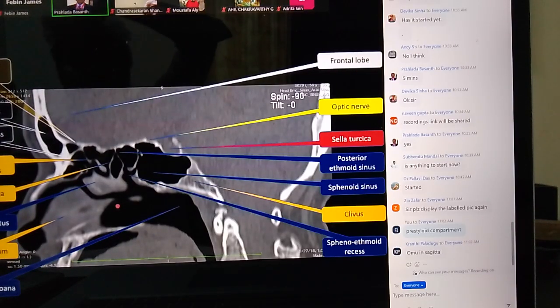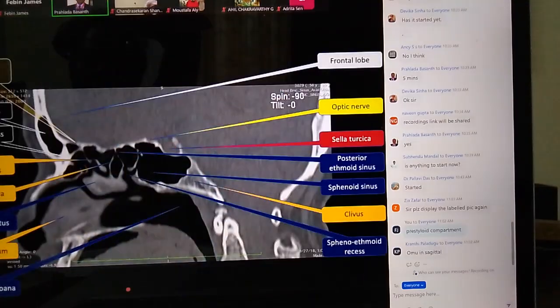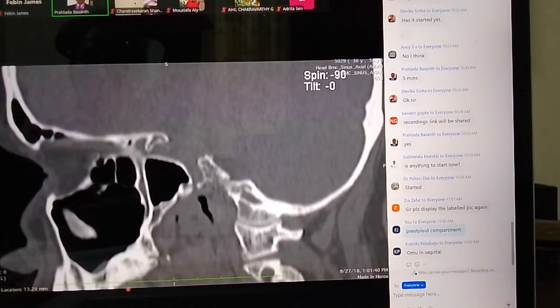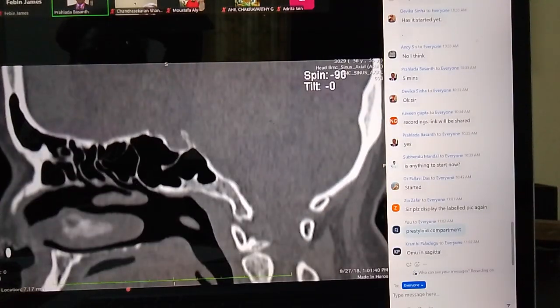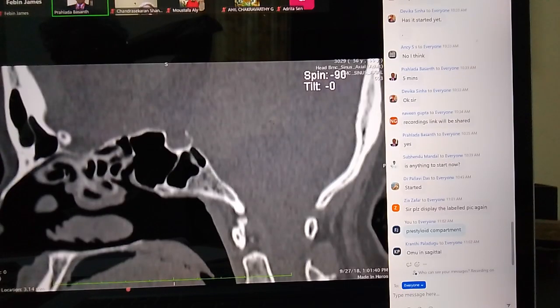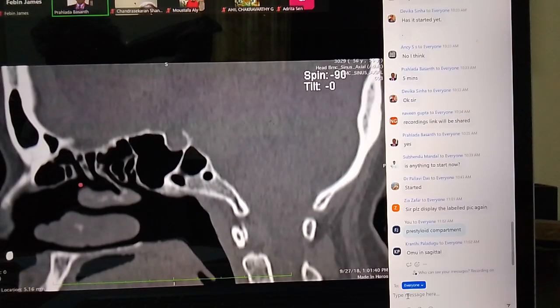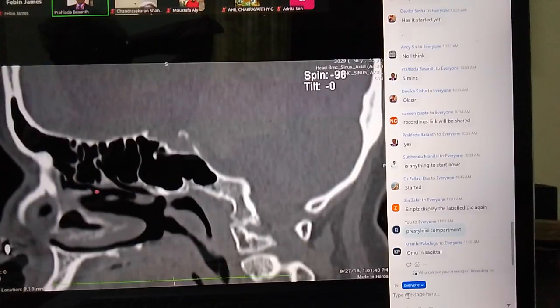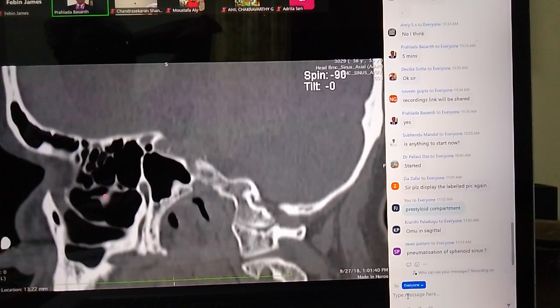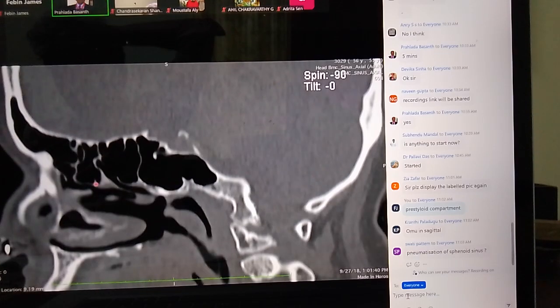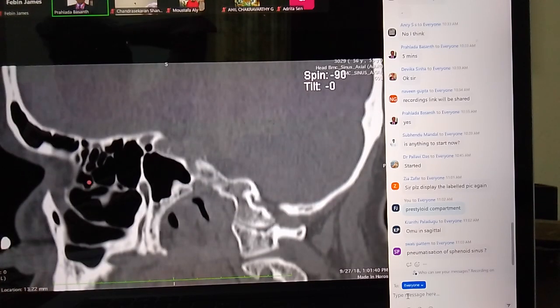Osteomeatal unit. Let me see whether we can see the osteomeatal unit. Yeah, this is the osteomeatal unit. It's difficult to see. So all this, where the frontal sinus drains, where the middle meatus is, and also the maxillary sinus, all this is the osteomeatal unit. It's difficult to see in one section.